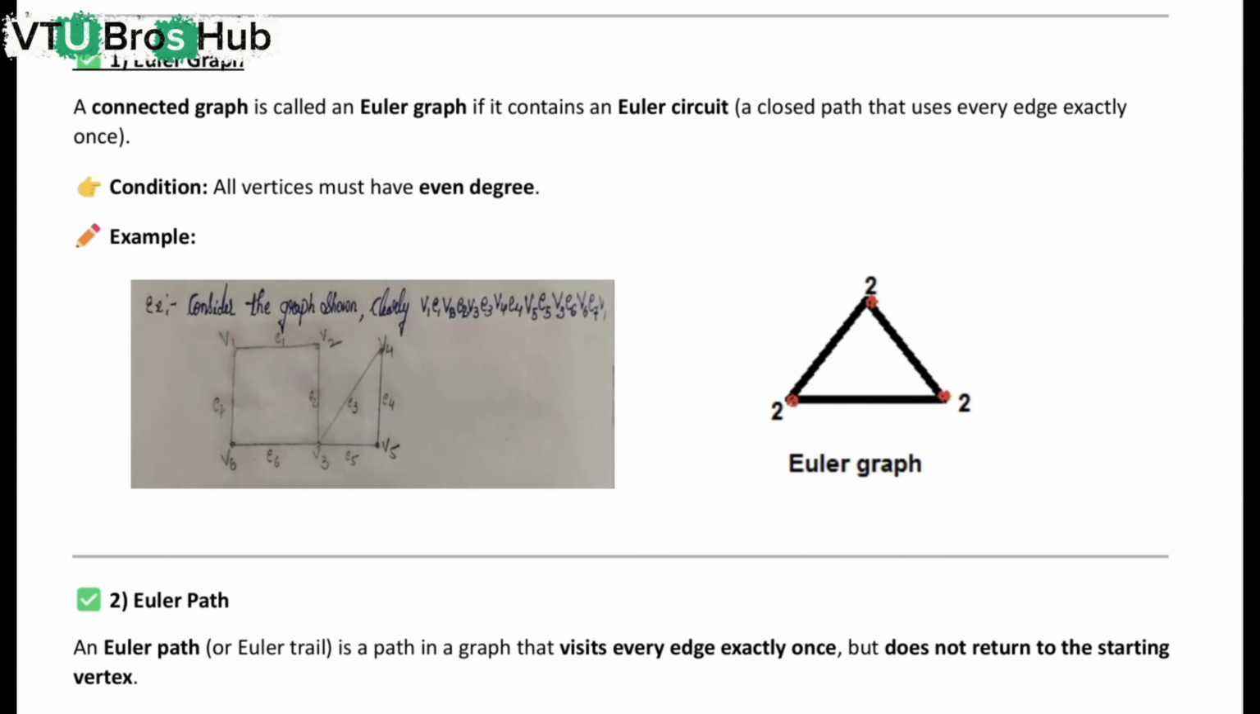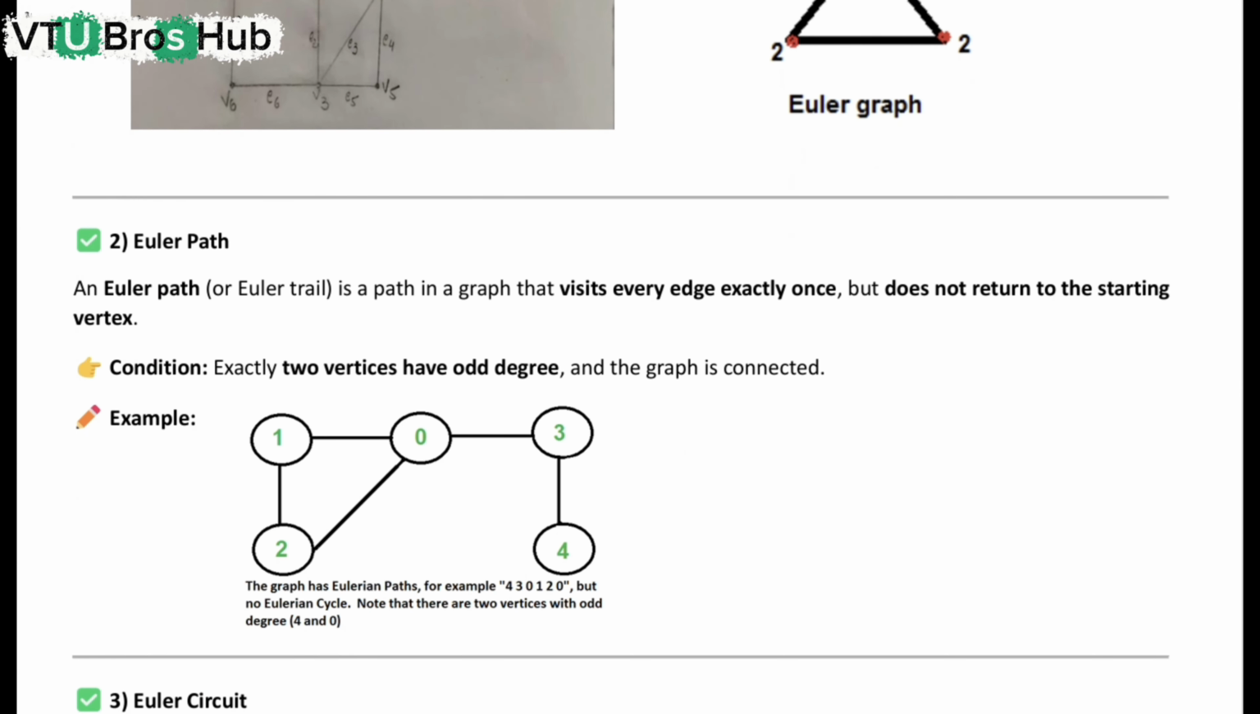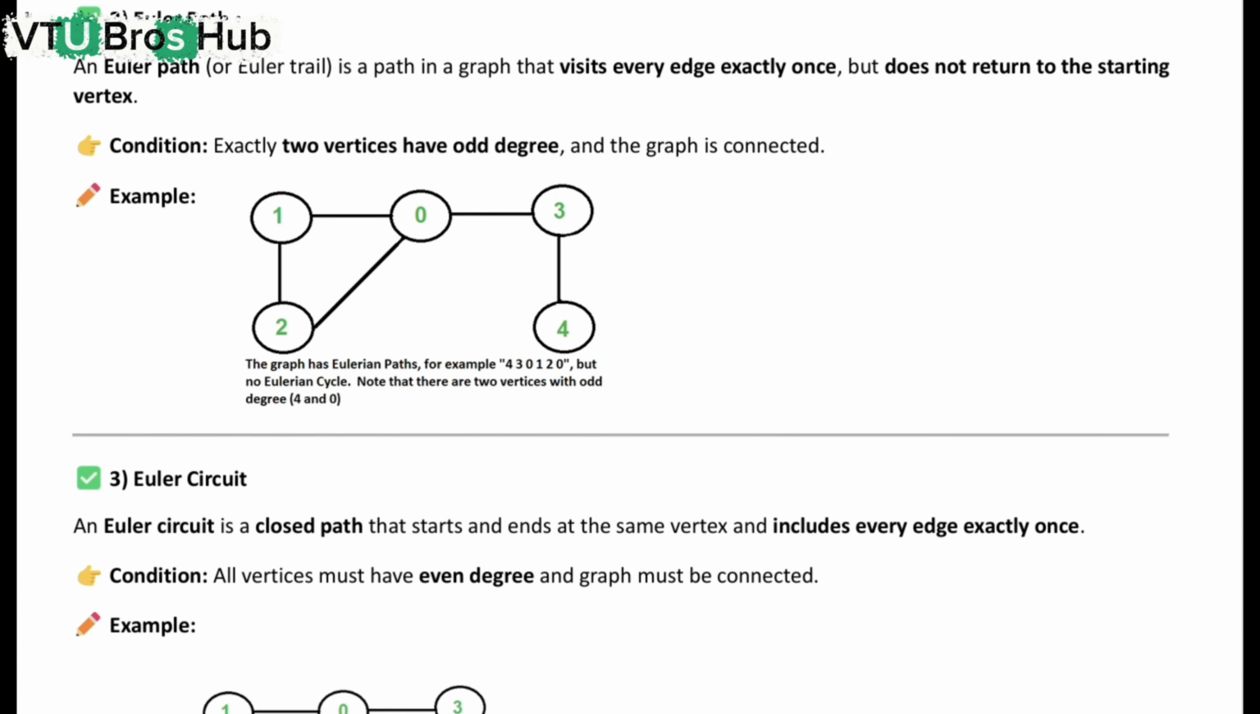2. Euler path. An Euler path, or Euler trail, is a path in a graph that visits every edge exactly once, but does not return to the starting vertex. Condition. Exactly two vertices have odd degree and the graph is connected. Example. See the example given in the notes.